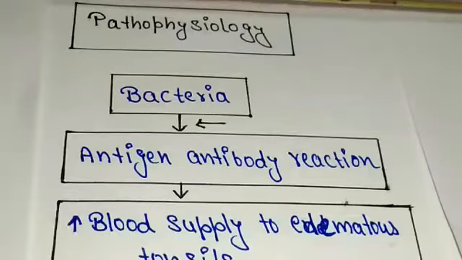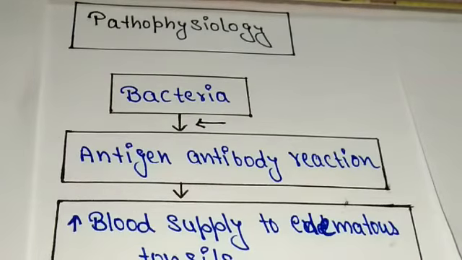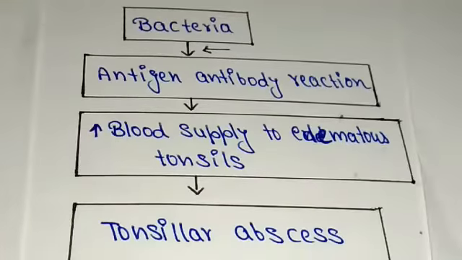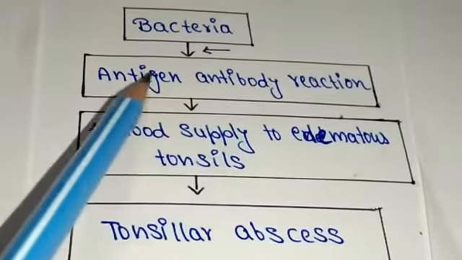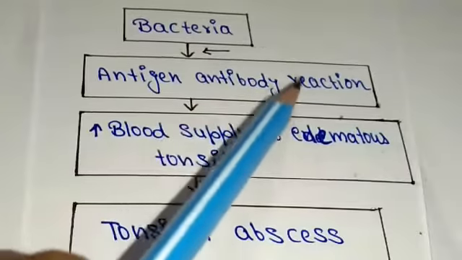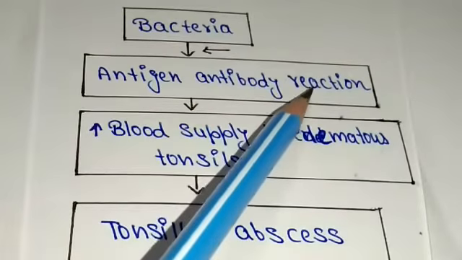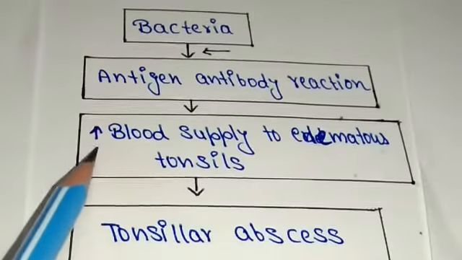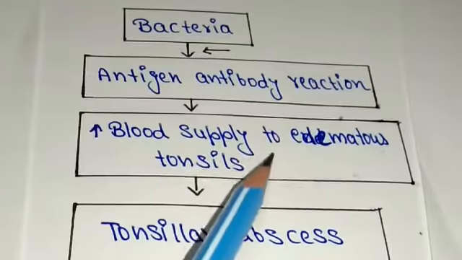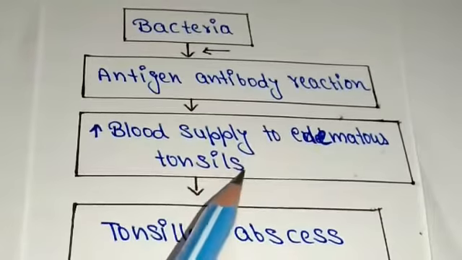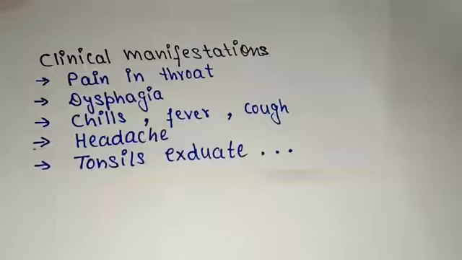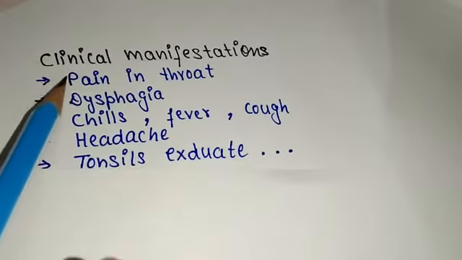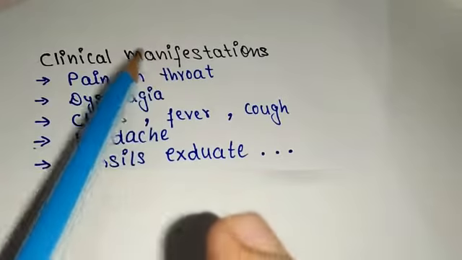We are discussing the pathophysiology of tonsillitis. First, bacteria enter into the tonsils and an antibody reaction will occur. After the reaction occurs, the blood supply to the edematous tonsils increases, and after that a tonsillar abscess will occur. And next is clinical manifestation.